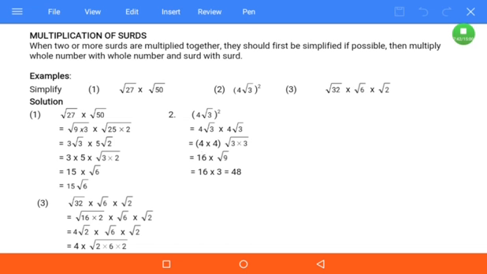Can you see that? So in your next example or in your assignment, you just say root 3 times root 3 will give us 3. You don't need to write root 9. Do you understand? So we have 16 times 3, which will give us 48 as a final answer.